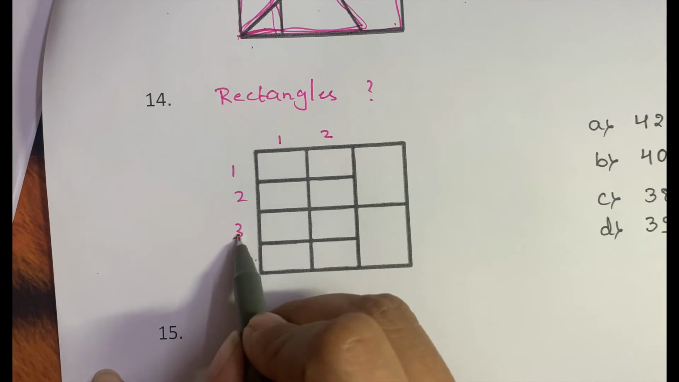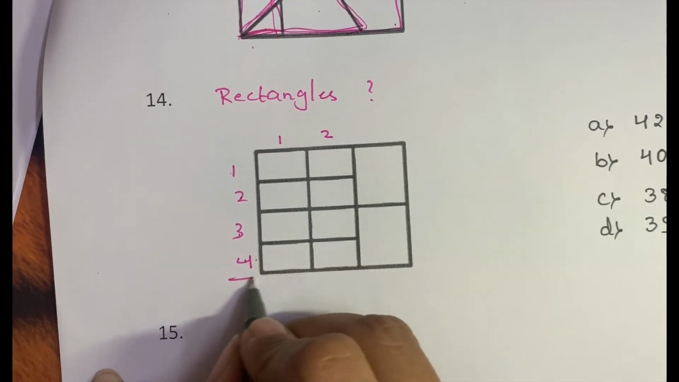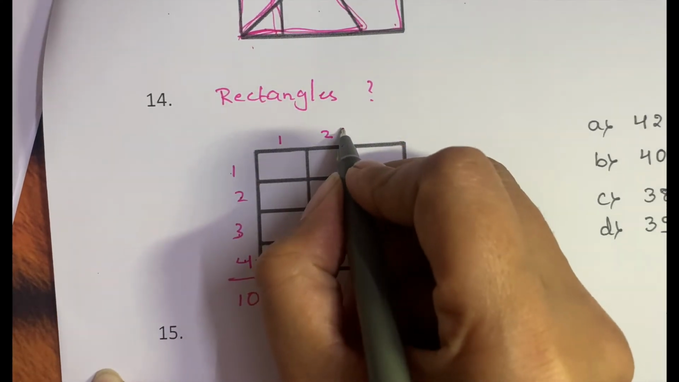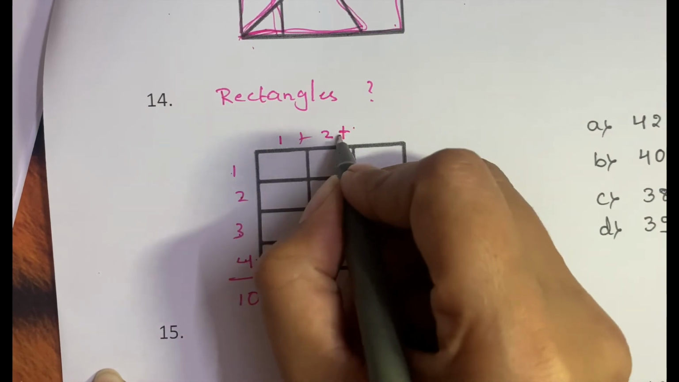So 4, 5, 6, 7, 8, 9, 10, 10. So here it is 10. 1 plus 2, here it is 1 plus 2, here it is 3.